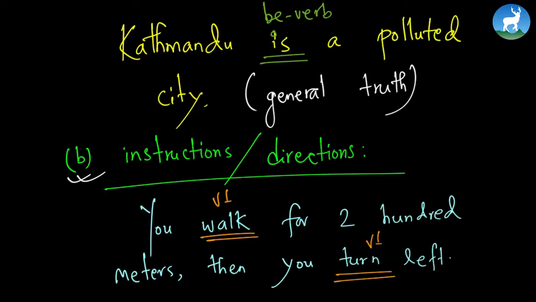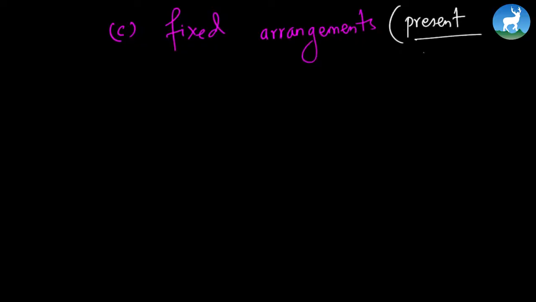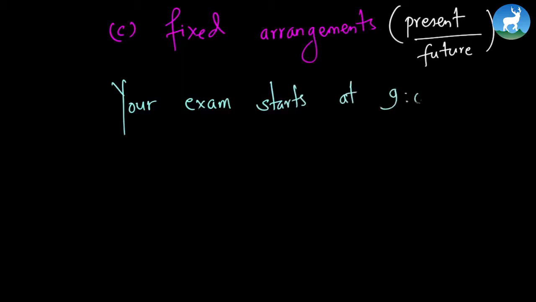Another use can be, let's say we are dealing with fixed arrangements, or these fixed arrangements could be in present or future time, but that does not matter. We are going to use which tense? Once again, simple present tense. For example, I can say your exam starts at 9. So that is a fixed arrangement. Whenever we are talking about fixed arrangements, we use simple present tense.